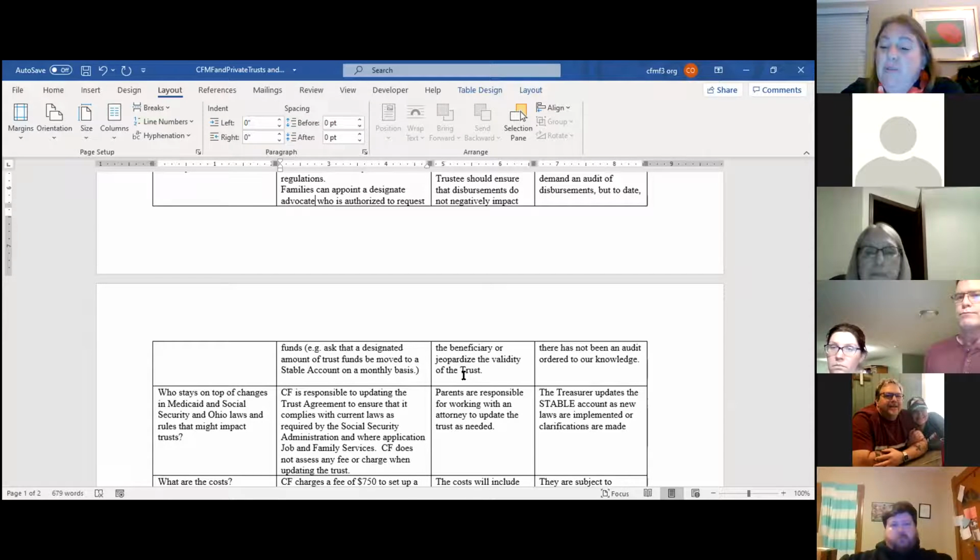He would have had to use a Medicaid payback trust, but because of the job, he was able to put all this money into a Stable account, which was a nice, quick, easy fix. There's no doubt about it. We're going to get to the cost in a second. That is the most cost-efficient way to put money aside.